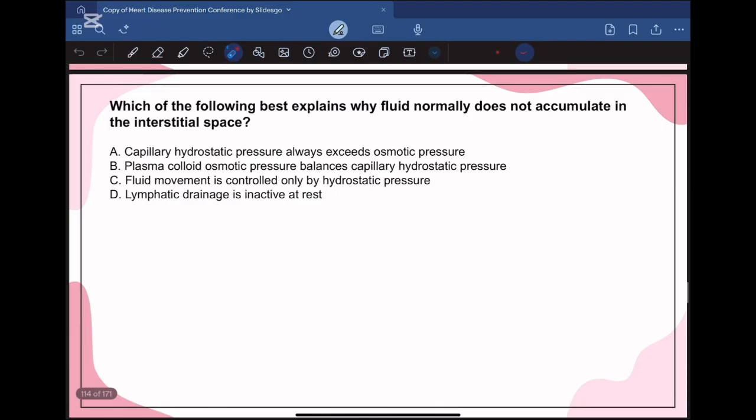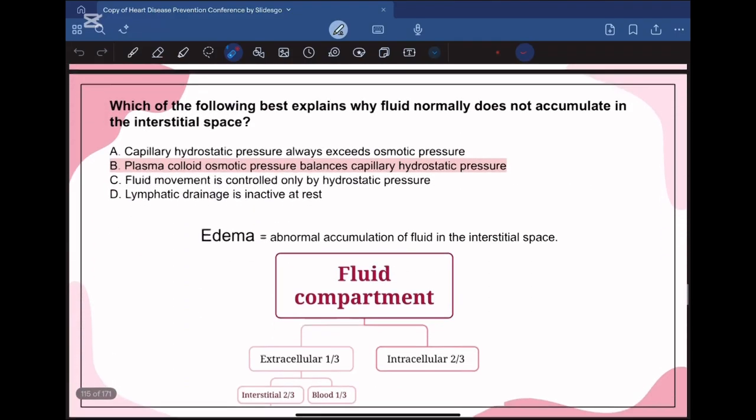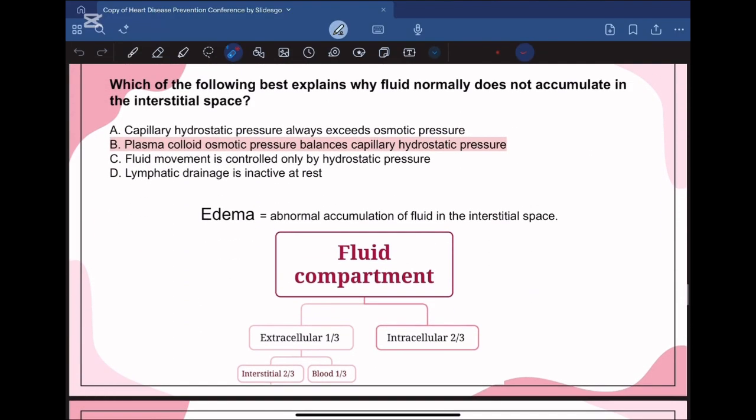Bismillah, let's start. Which of the following best explains why fluid normally does not accumulate in the interstitial space? A, capillary hydrostatic pressure always exceeds the osmotic pressure; B, plasma colloid osmotic pressure balances the capillary hydrostatic pressure; C, fluid movement is controlled only by hydrostatic pressure; or D, lymphatic drainage is inactive at rest? So what do you think? Okay, so the correct answer is B. Plasma colloid osmotic pressure balances the capillary hydrostatic pressure.